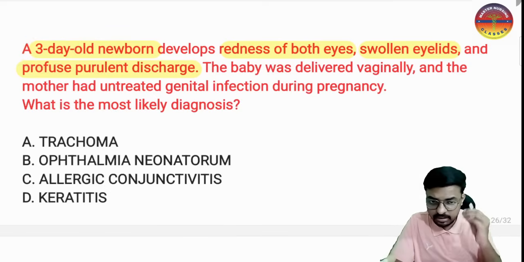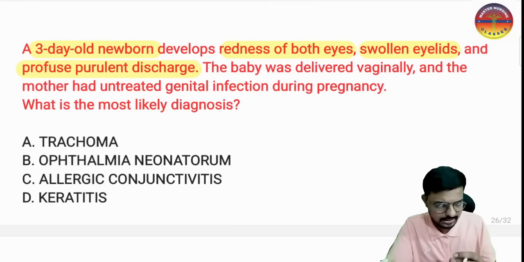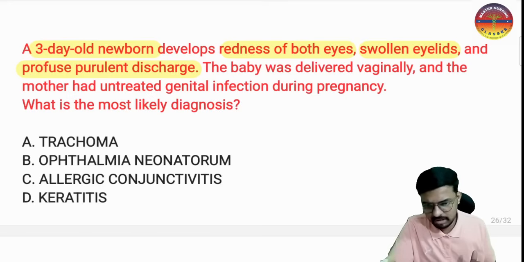What happened? The eyes have become swollen, red and purulent, meaning conjunctivitis has happened within 28 days of life. So what do we call that? What is the term we will use? The conjunctivitis which happens within the first 28 days of life is ophthalmia neonatorum.